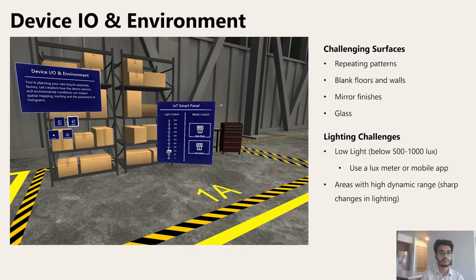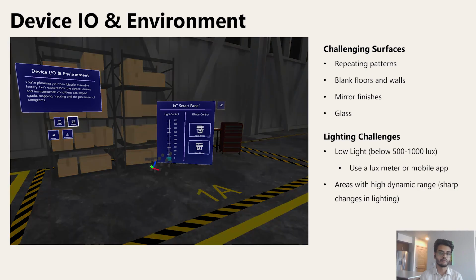So we demonstrate this in the app. So the user has an IoT smart panel that pops up in the factory, and they drop the lighting in the warehouse. And once they do, you can see that the device loses tracking. So if you don't have enough light, the HoloLens is not going to be able to recognize features, and is again going to struggle with tracking in those situations.